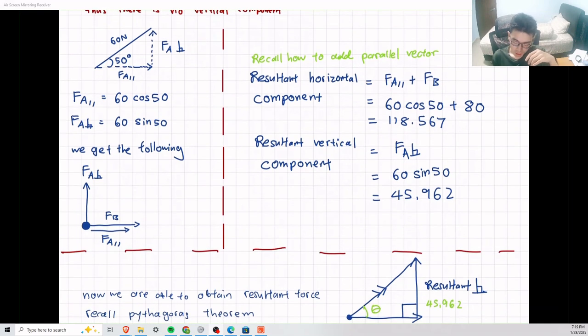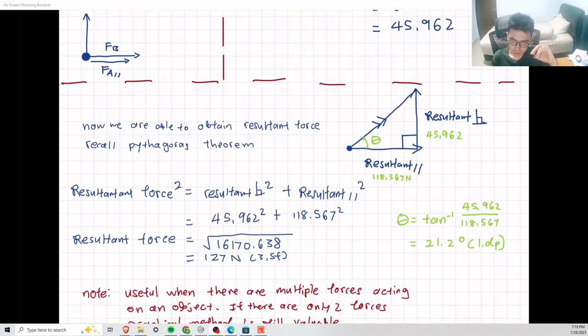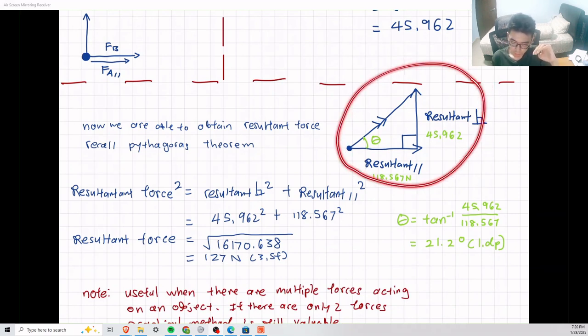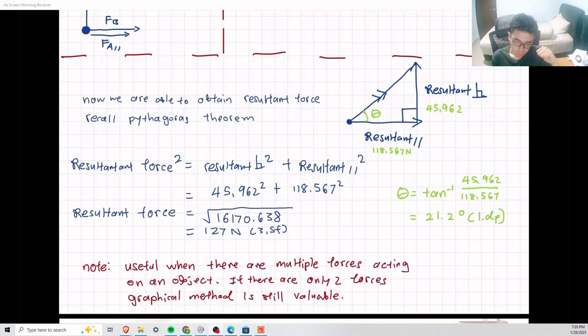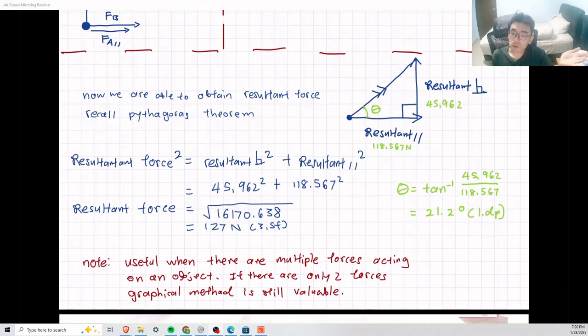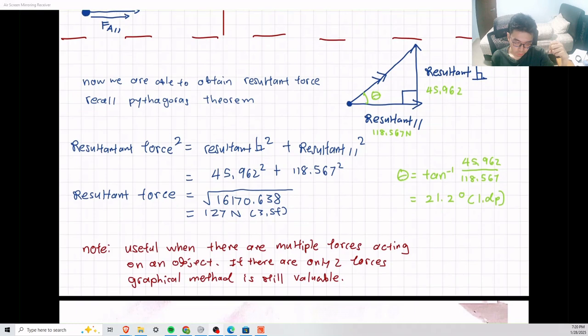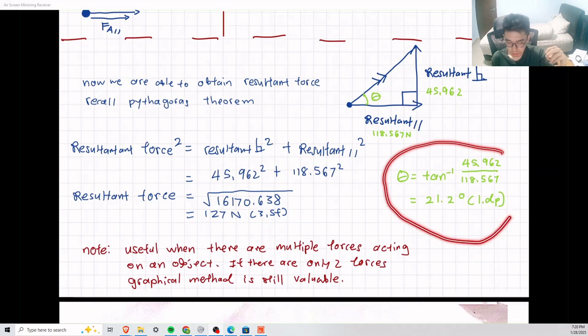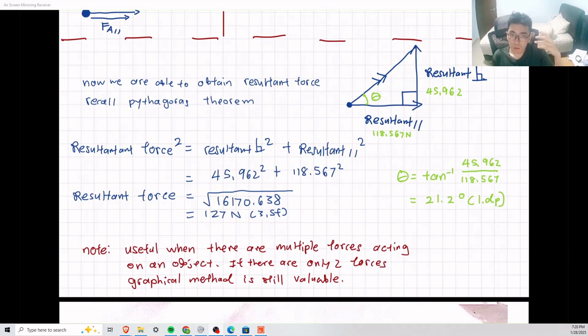Once I have my resultant horizontal component and resultant vertical component, then this is what I can do over here. I can use the Pythagoras theorem to find the resultant force. This one we call your Sec 2 math. Then you should be able to get 127 newtons. And then the angle theta, you should be able to get 21.2, which is roughly the same as your graphical method, as your scale drawing.